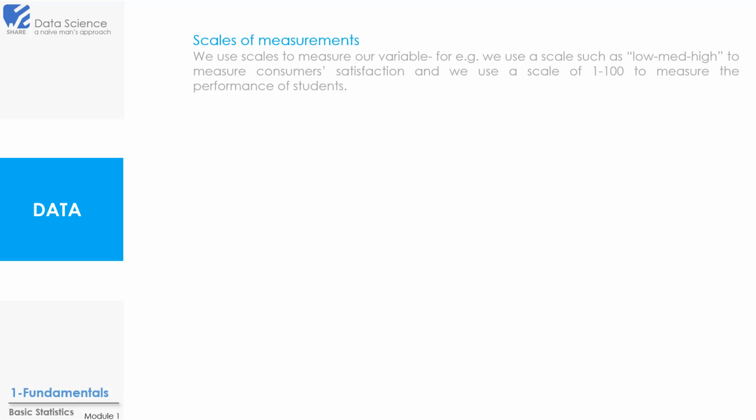Next we have scales of measurement. Basically we use scales to measure our variable. For example, we use a scale such as low, medium, high to measure consumer satisfaction. Or we use a scale of 1 to 100 to measure the performance of students.